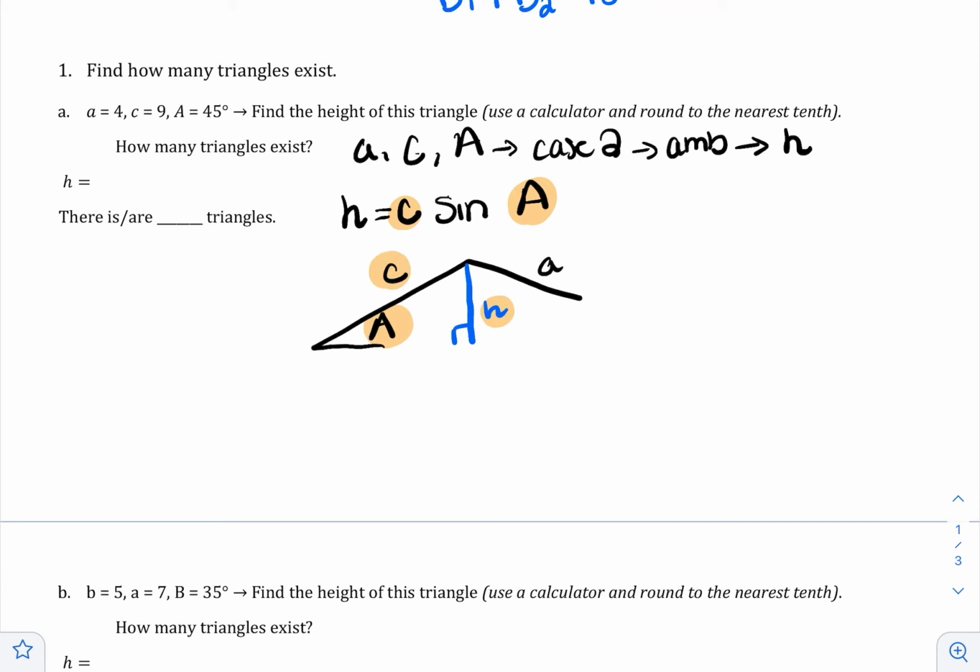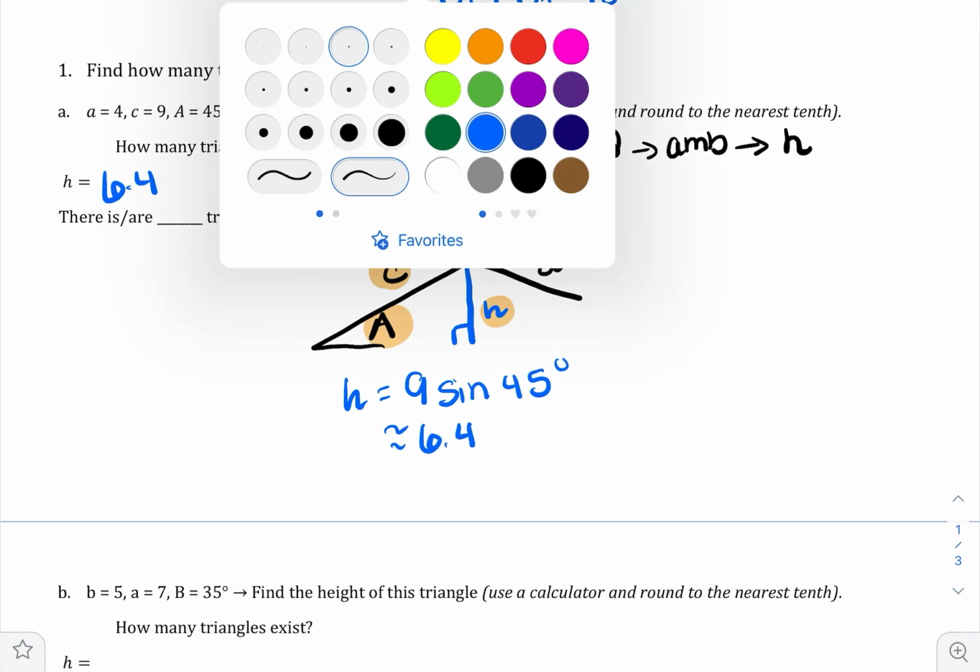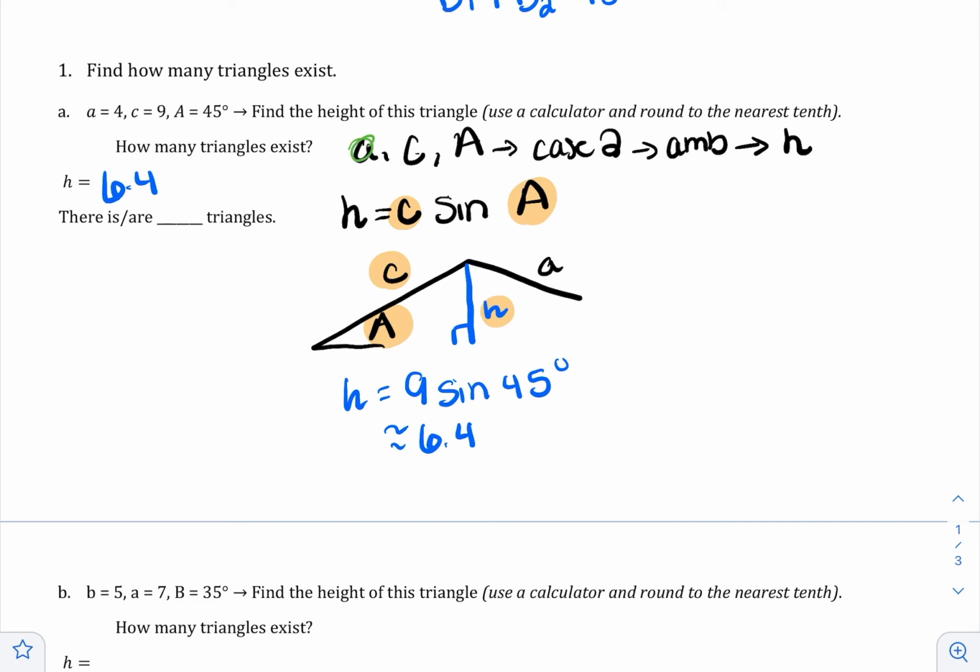So when I plug that in, I'm going to get H is going to equal... what is C? C is 9 sine of 45 degrees, which is going to be radical 2 over 2, and we're going to round to the nearest tenth, and that's going to give us approximately 6.4. So the height is 6.4, and now we use the letter we haven't compared anything to.